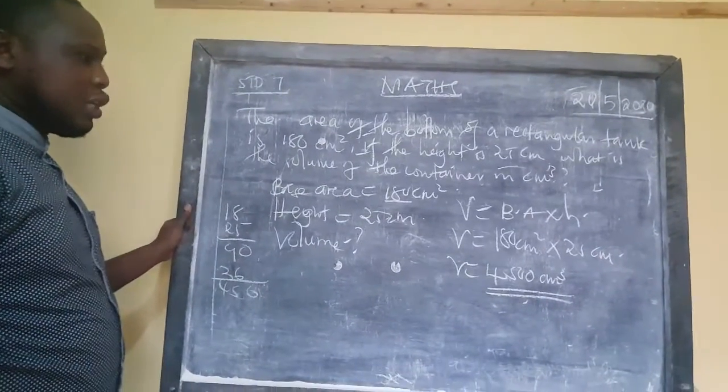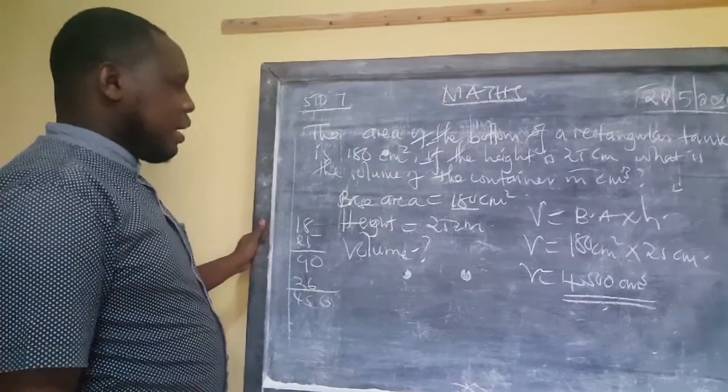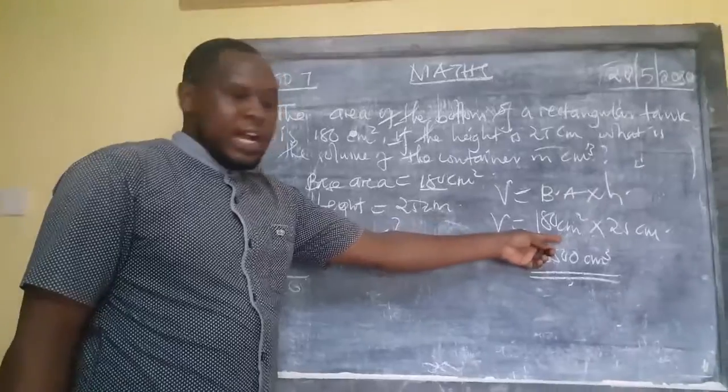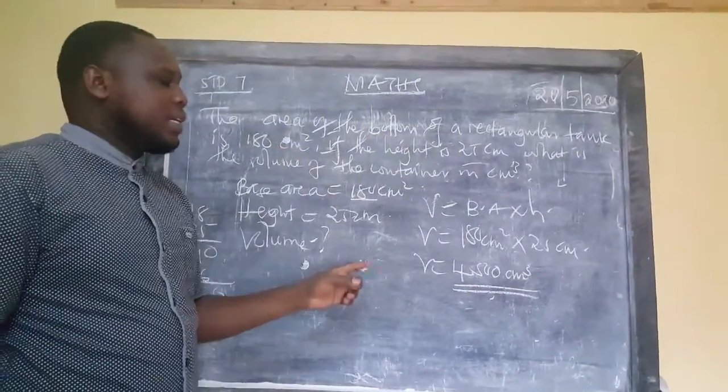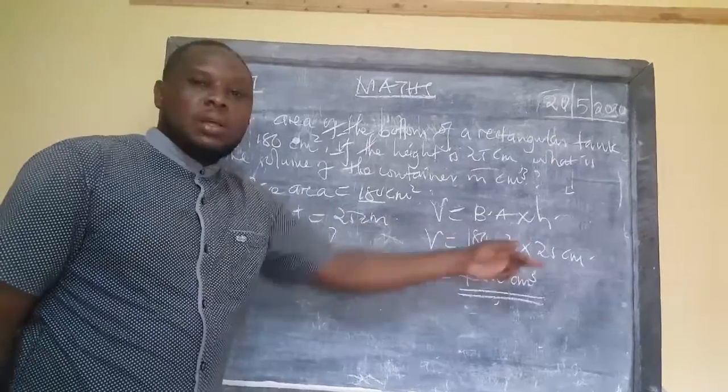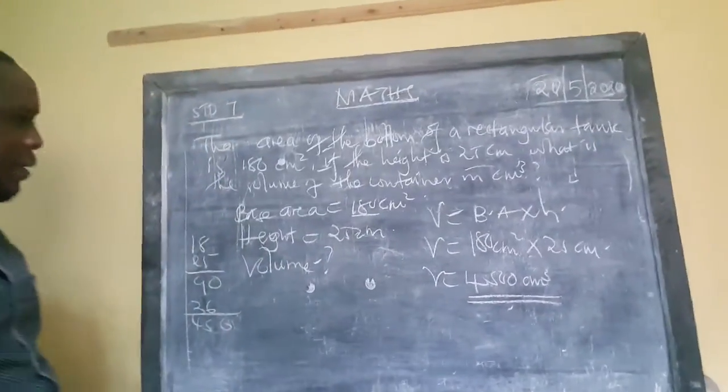4,500 centimeters cubed. Just to remind you, what we call base area is the length and the width. The length and the width has already been multiplied. So you only multiply that with the height.